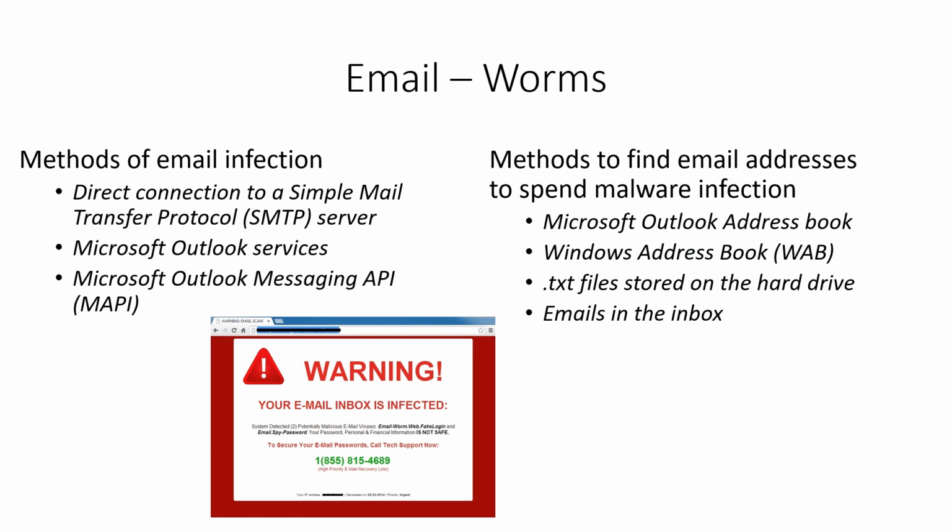Methods of infection include direct connection to a simple mail transfer protocol server, Microsoft Outlook services, and Microsoft Messaging API. Methods normally seen with this type of worm infection that deal with email addresses to spread the malware infection are using the Microsoft Outlook address book, Windows address book, or a text file stored on the hard drive, or some can even parse the emails within the email box itself.